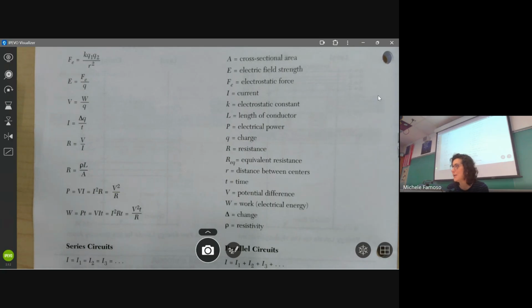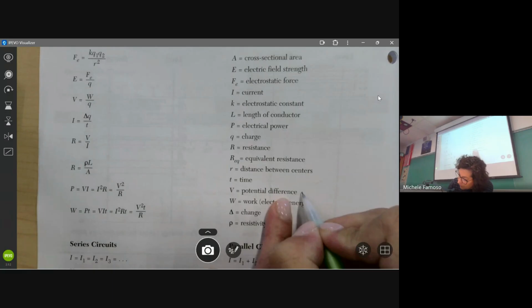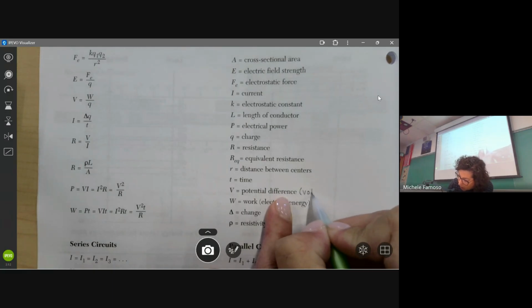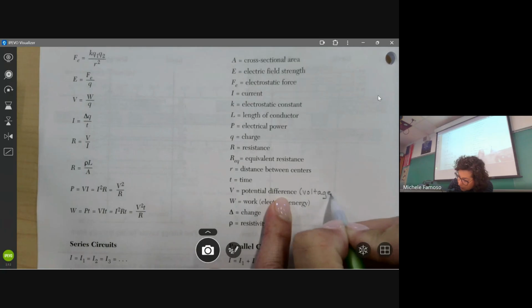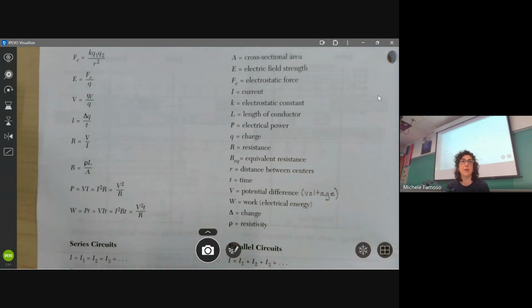No, it's not there. Okay, so this is where when we study physics, you will learn that a potential difference is also called a voltage. For now, go ahead and write that in there. This reference table is going to become notes for you. A potential difference is also called a voltage.